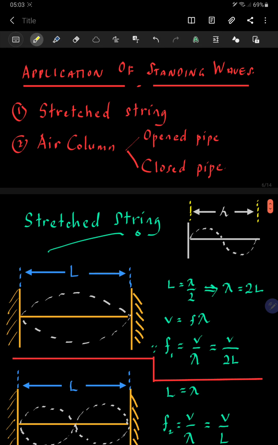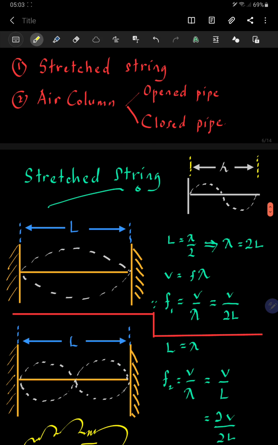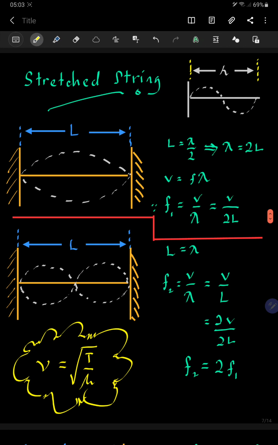Alright. Then, what is the application of the standing wave? For this chapter, we are discussing 2 things, which are the stretched string and the musical instruments, such as a guitar, a violin, and also the air column. The air column is separated into 2, which are the open pipe and the closed pipe. So there are so many examples, maybe the trumpet, the recorder, something like that. Alright, so let's start with the stretched string.